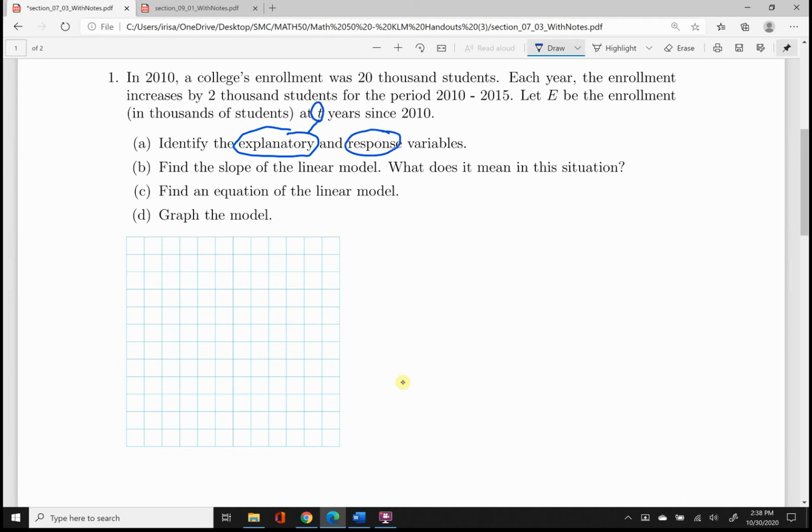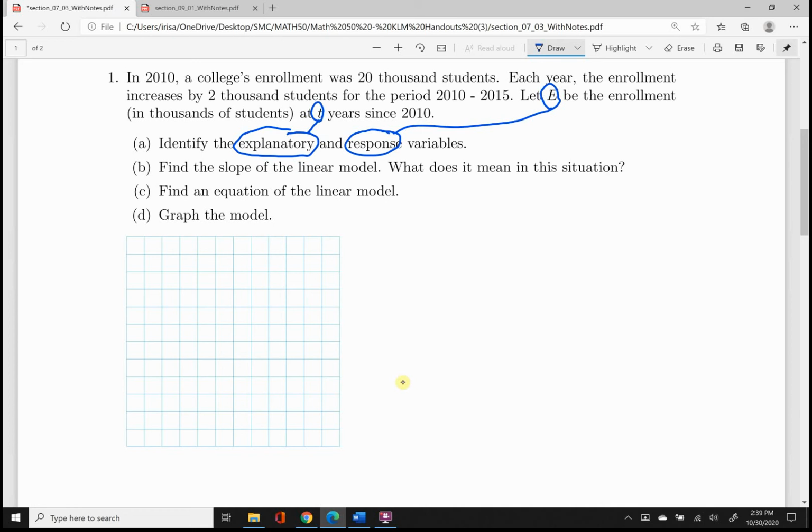And the response variable is going to be your E, the enrollment in thousands of students, because based on the year, we can determine what the enrollment was. As far as the cause and effect going on with this data set, it's years that explains the response of the enrollment. Now let's come up with the slope of the linear model. Sometimes it'll come in the form of 2 ordered pairs, but this one, we are going to take the information a little bit differently.